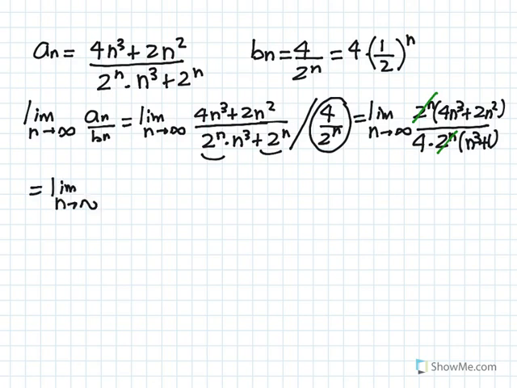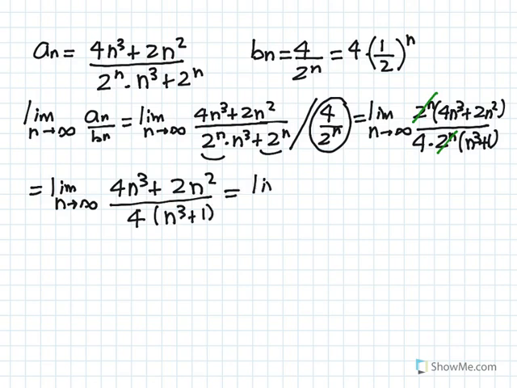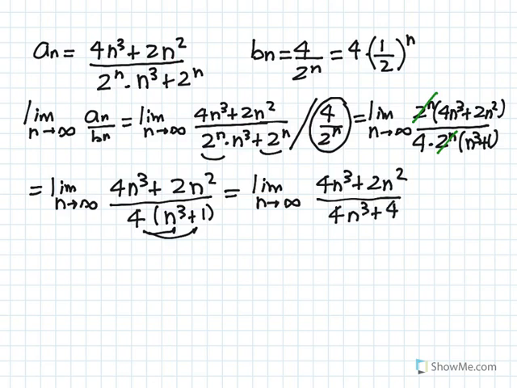What we're going to get is the limit as n approaches infinity of (4n cubed plus 2n squared) divided by 4 times (n cubed plus 1). This is equal to the limit as n approaches infinity of 4n cubed plus 2n squared over, in the denominator, multiplying the 4 throughout, 4 times n cubed and 4 times 1, so 4n cubed plus 4. How do we evaluate this limit? We divide by the highest power in the denominator. So let's divide by n cubed, dividing every term in the numerator and denominator by n cubed.